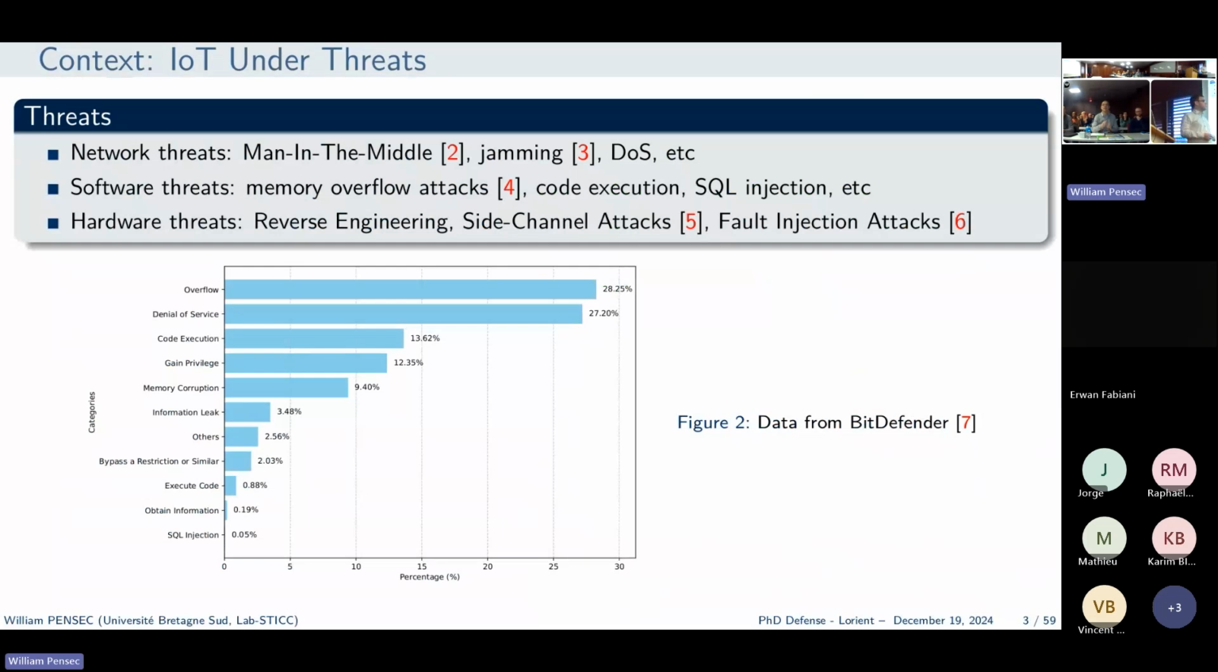Which threats? From figure 2 below, this data is coming from Bitdefender. As you can see, there are different categories of threats for IoT devices. They can be grouped into three main categories, which are network threats, with, for example, man in the middle, jamming, denial of service, and so on. There are also software threats with memory overflow attacks, code execution, SQL injection, and so on. And finally, hardware threats with reverse engineering, side channel attacks, and also fault injection attacks.